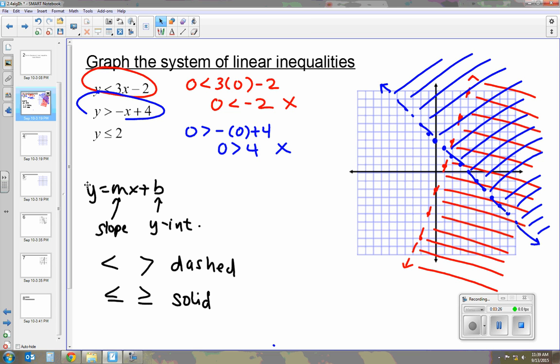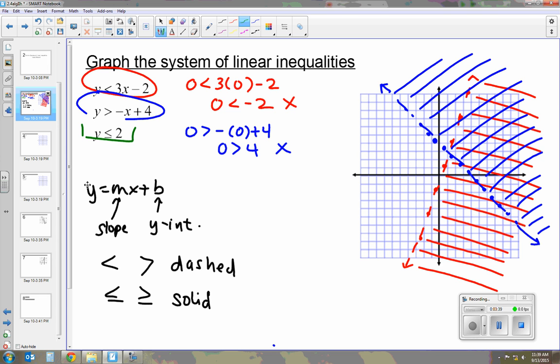All right, let's do the very last one. Y is less than or equal to 2. Remember, a line with a y in it is a horizontal line, and that's going to be at 2. And since it's less than or equal to, it's going to be a solid line. Move that graph around a little bit. Okay, and since it's less than or equal to, I'm going to shade below that line.